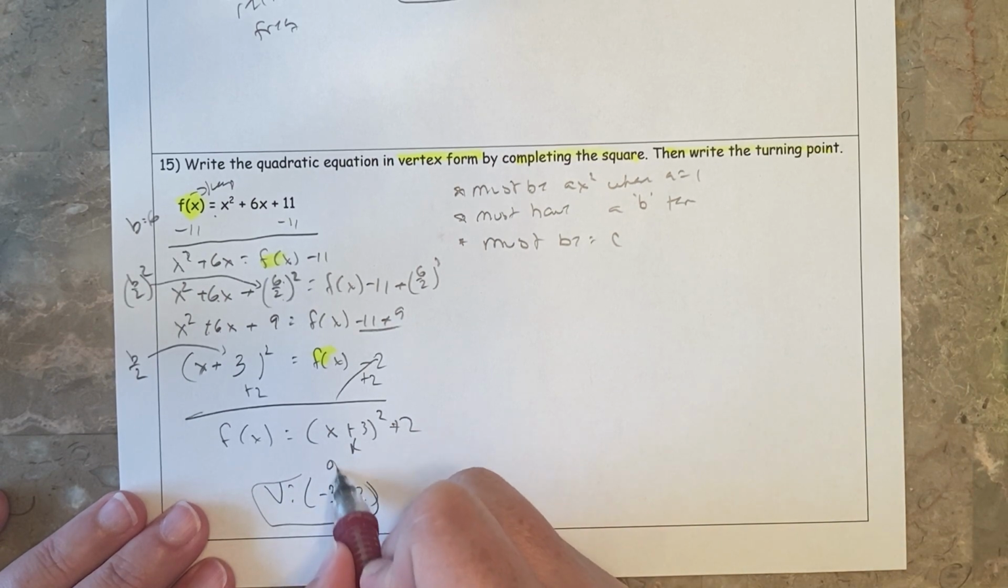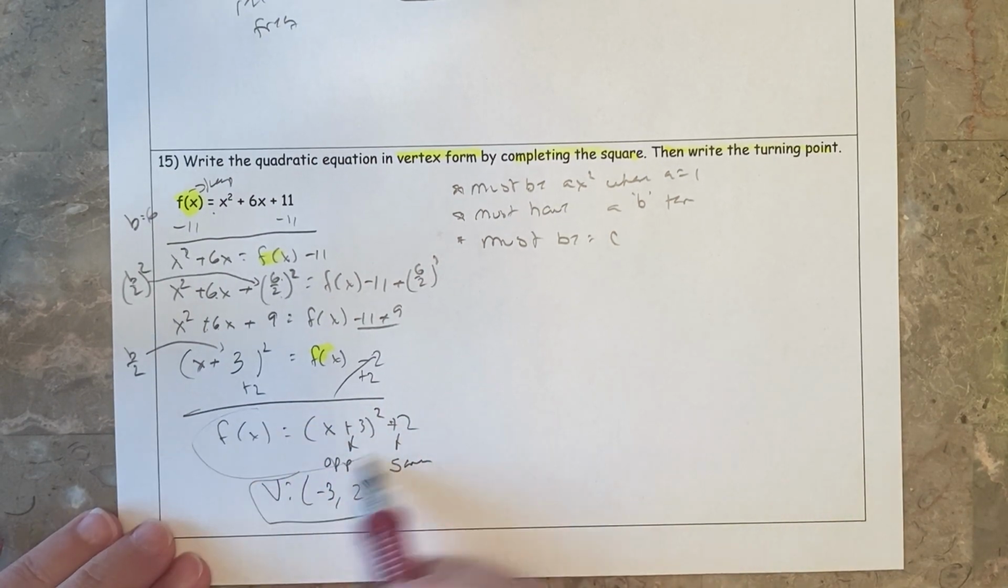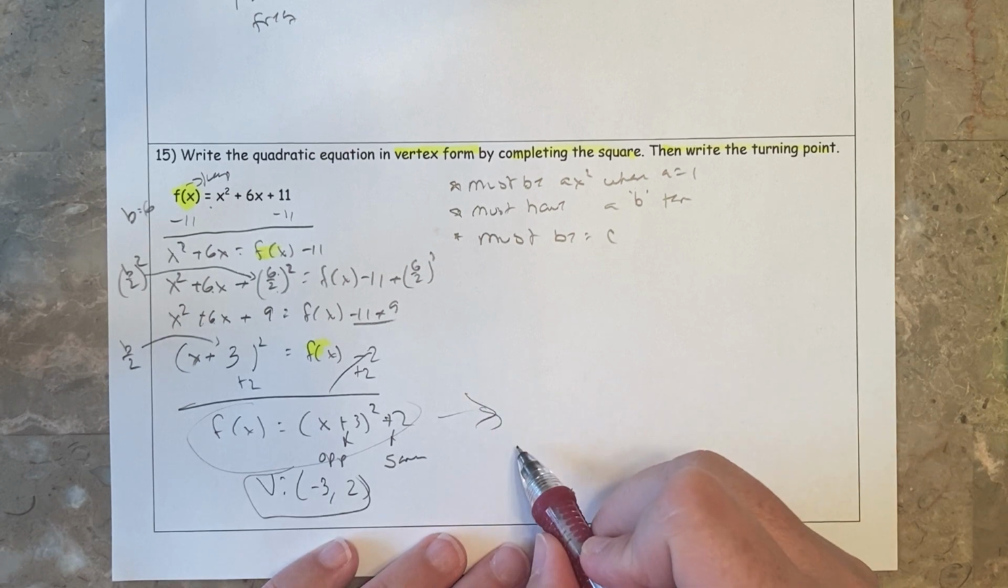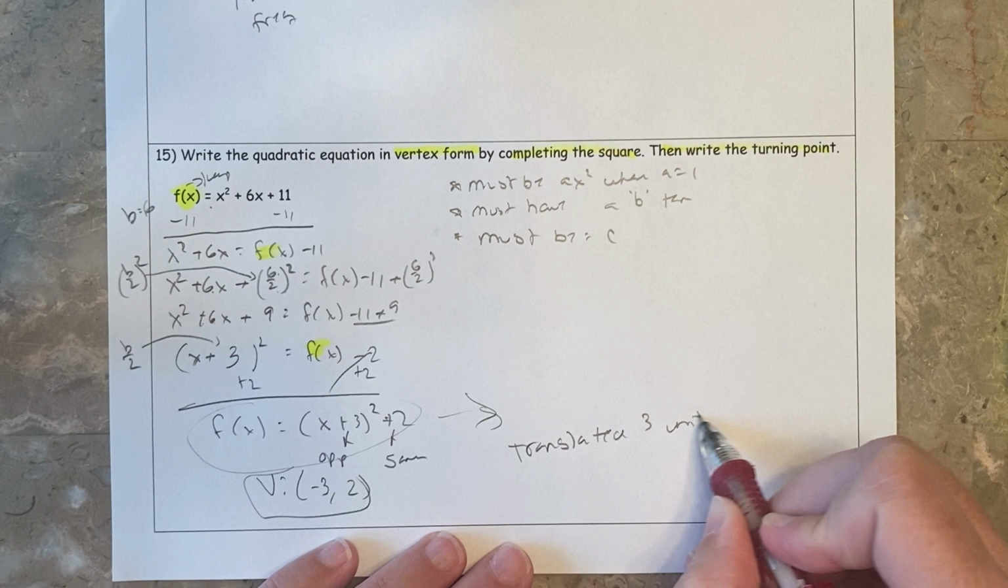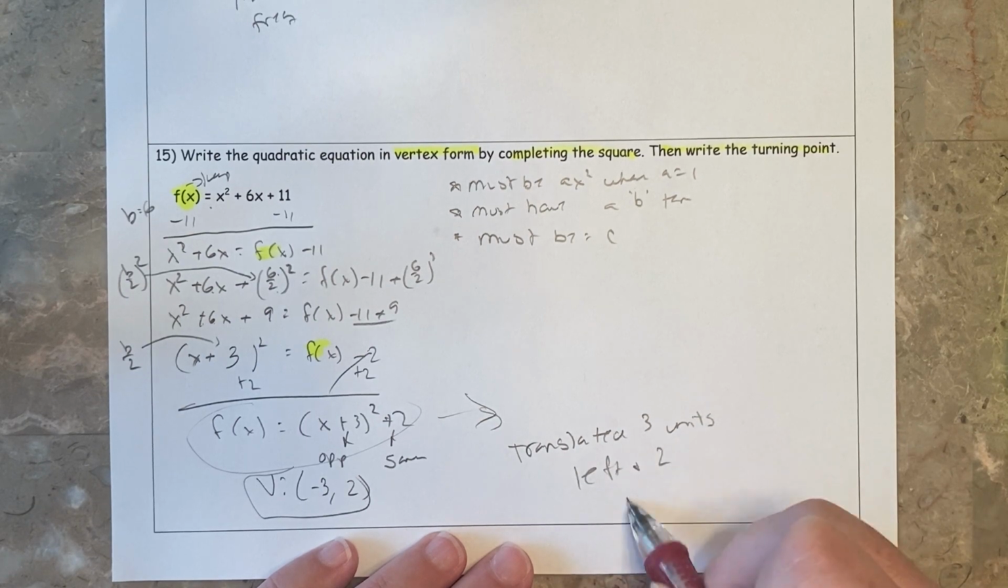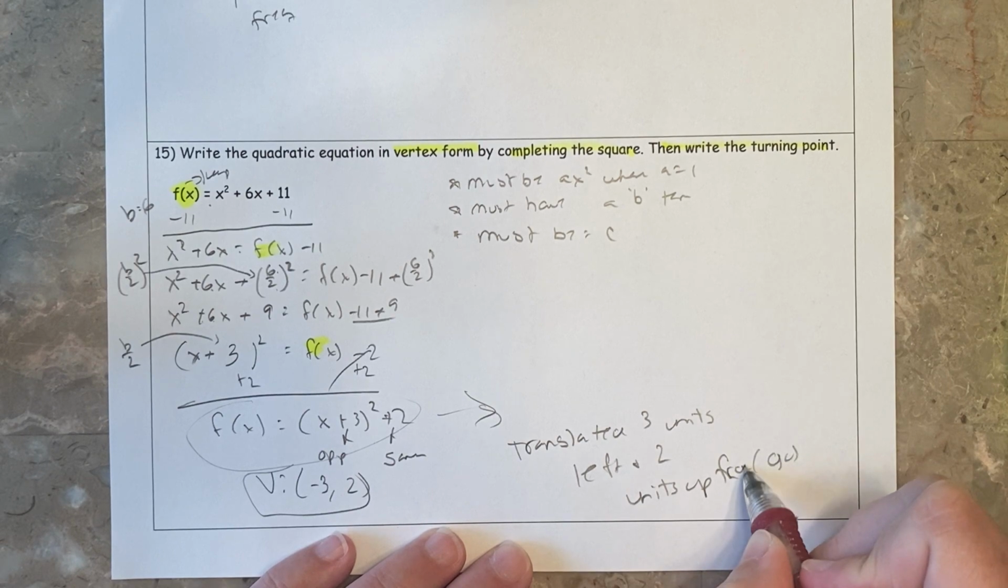So this one you do the opposite, and this one you do the same. And if you had to tell me the transformation for this one, it would be translated 3 units left and 2 units up from 0, 0, your parent function.